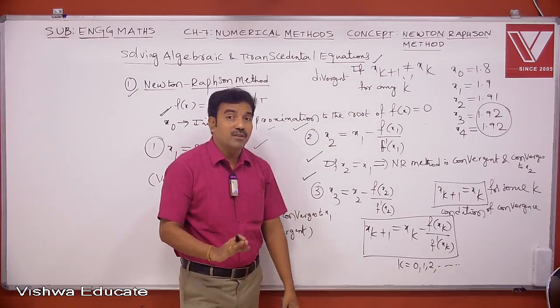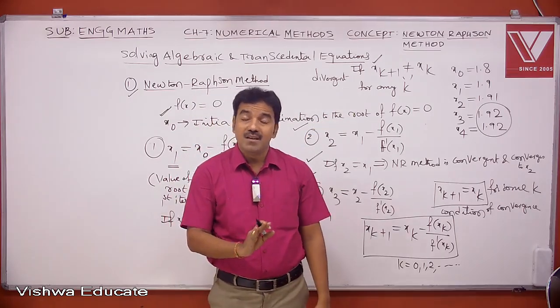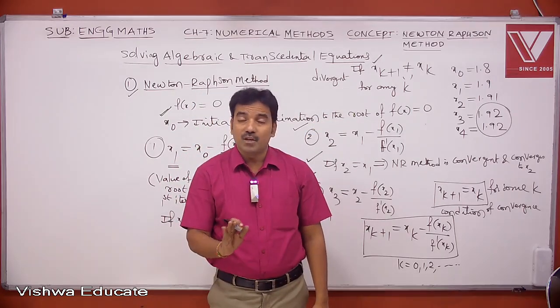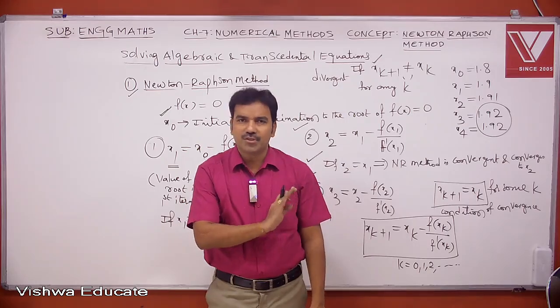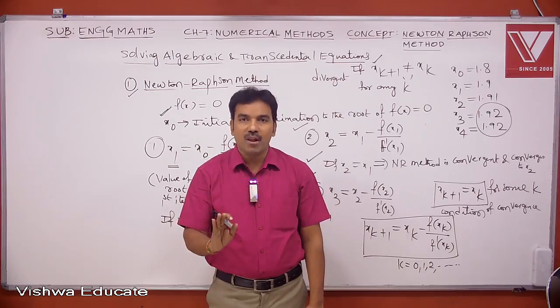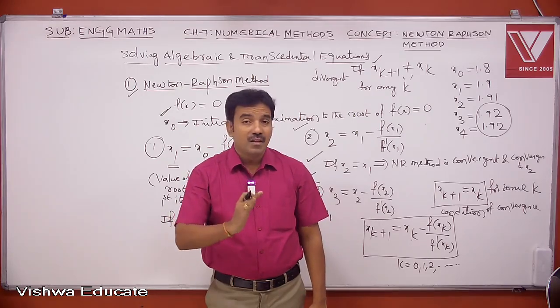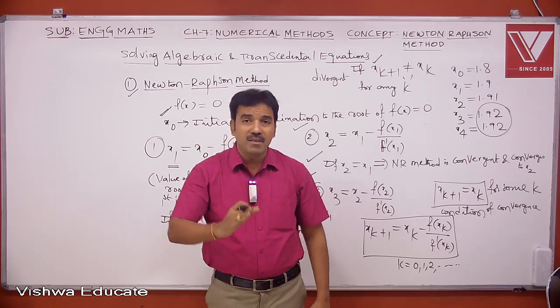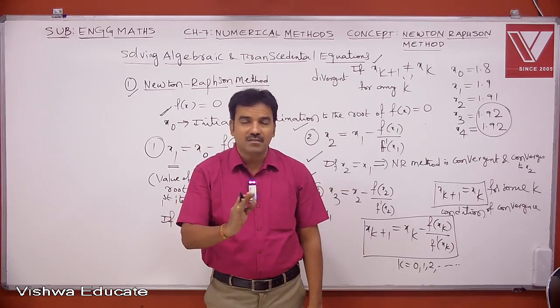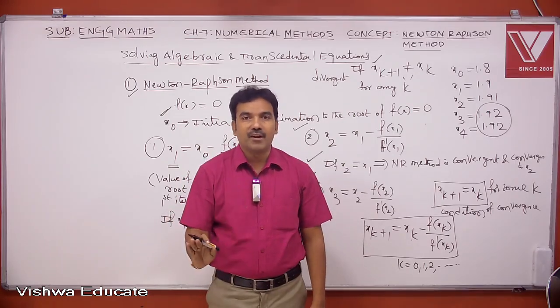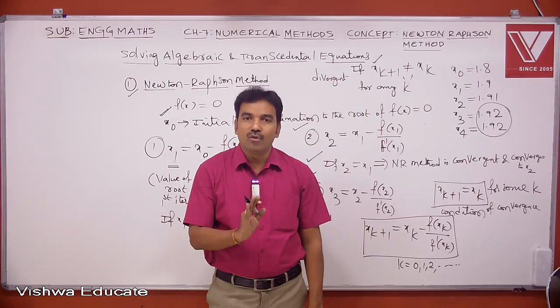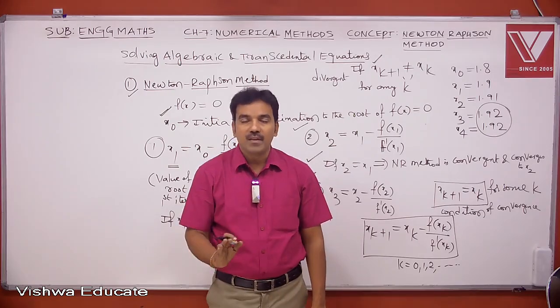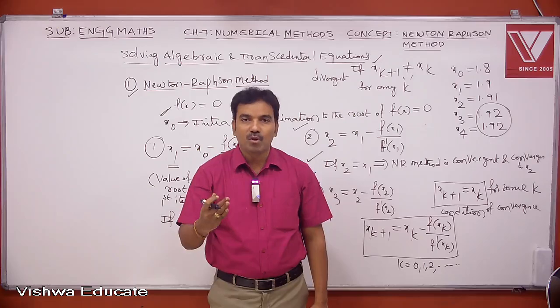But if you start with a suitable initial approximation, it always converges. That is 100% true. If you start with a suitable approximation value, you will get convergence. Maybe the convergence may take a long time, maybe in the 17th iteration or 20th iteration. That may be a different issue, but definitely it will be convergent. But if you go for a wrong selection of x0, you won't get convergence, and that will be called divergent.